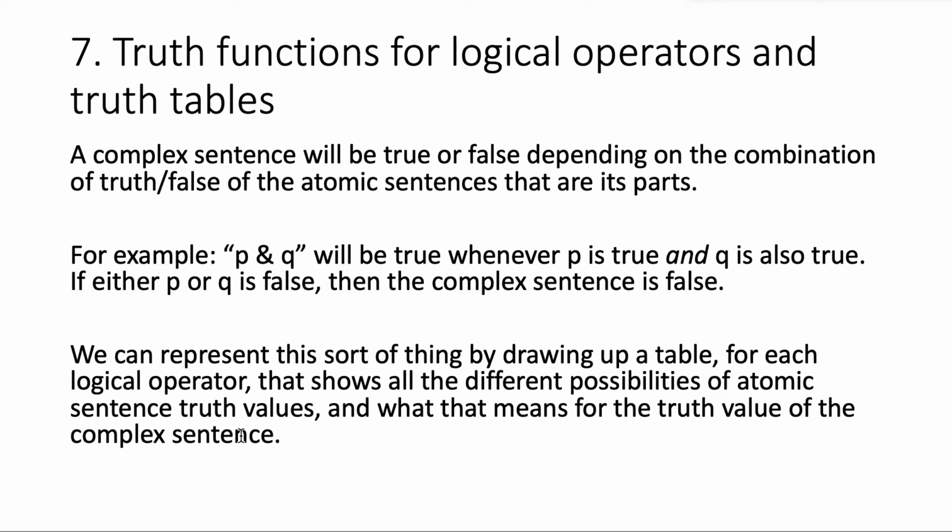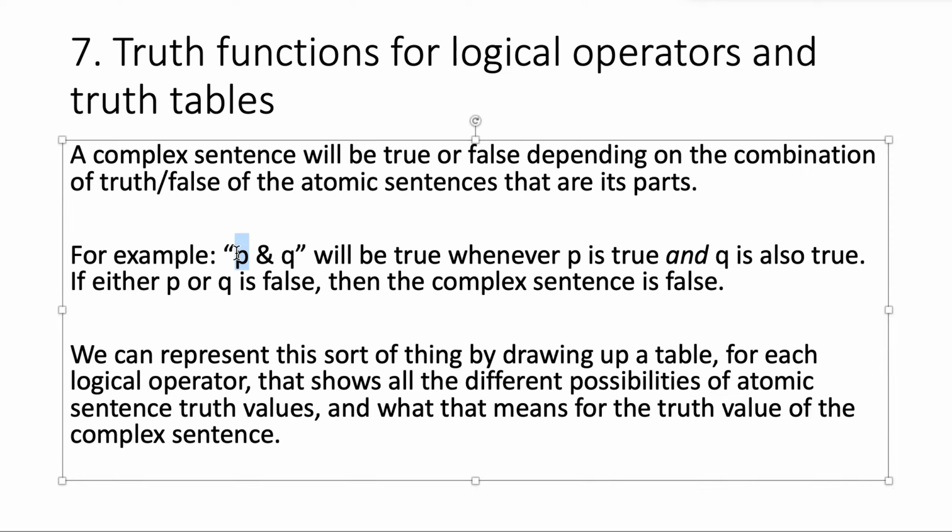So we're going to draw up a table. The table is going to represent all of the different possible combinations of P's truth or falsity and Q's truth or falsity. And the table is also going to indicate the consequence of that for the truth value of the complex sentence itself. In this case, P and Q.